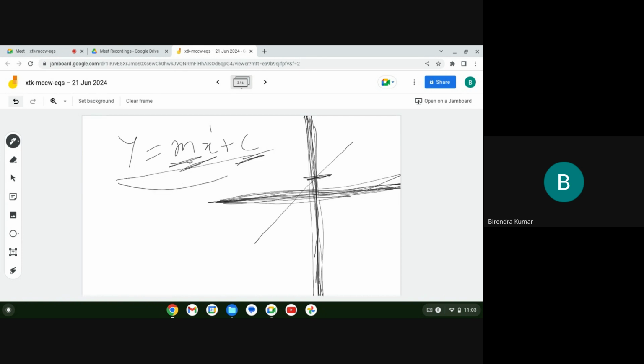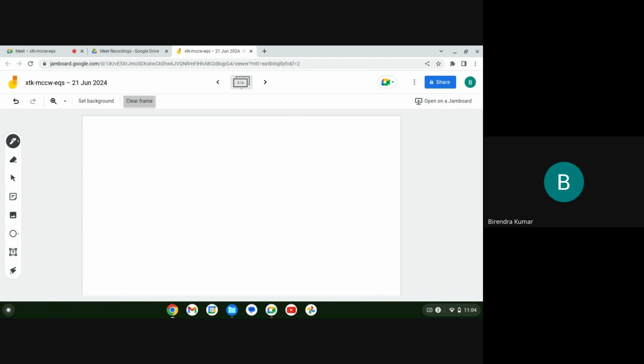So in this equation, m represents the inclination, meaning the line is like this, or the line is vertical, or the line is horizontal, or whatever it is. And then c tells you the intercept, meaning the point where it cuts or meets the y-axis. Okay. Are you guys with me so far? Yes. Okay.